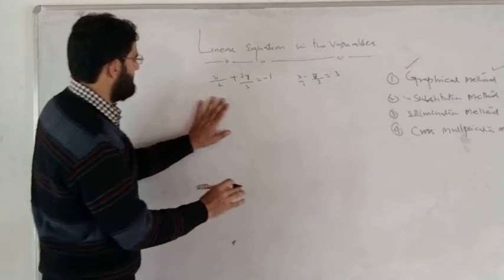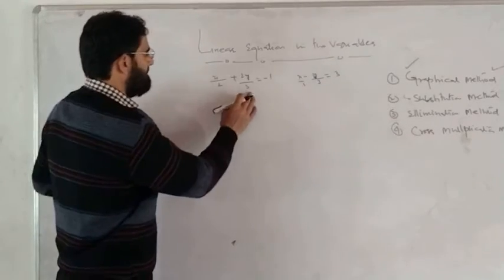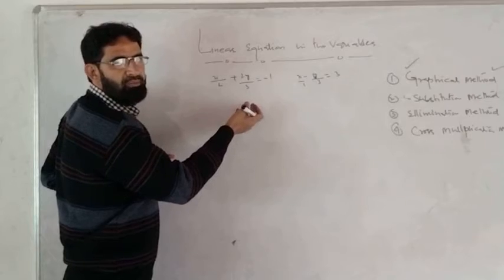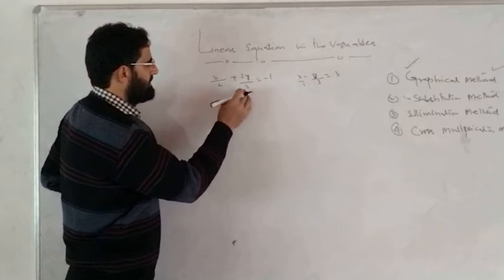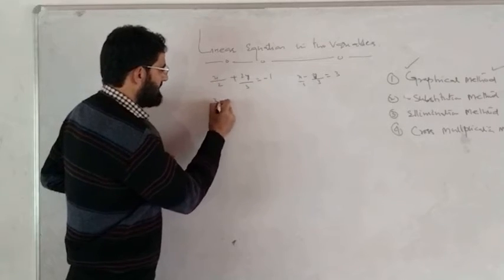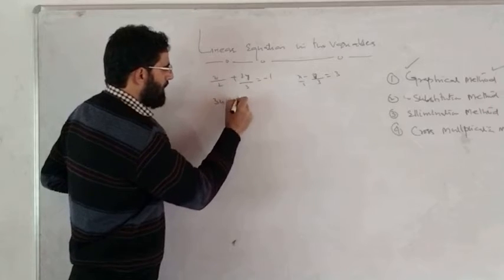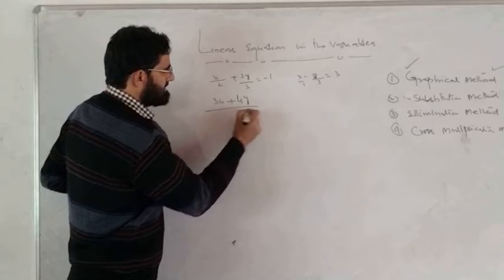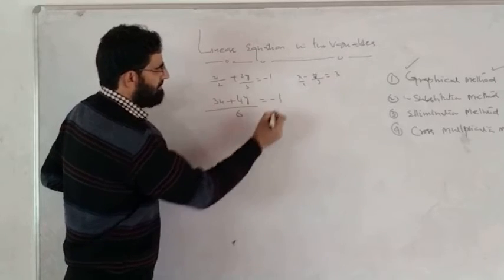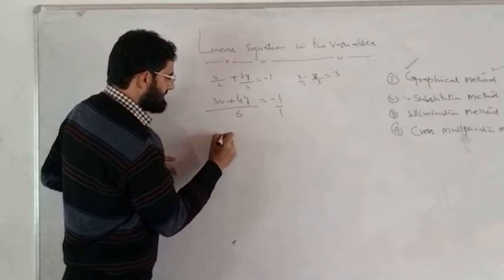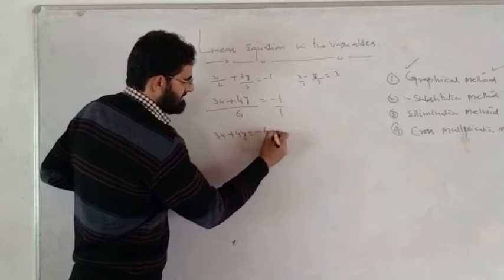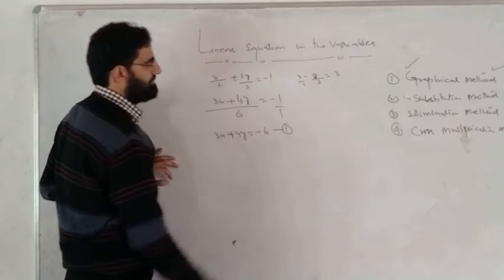So let us bring them first in the standard form, that is the linear equation, for which 3 into x is 3x, plus 2 2s are 4y, this is 4y divided by 3 2s are 6 is equal to minus 1. Solving further, this is 3x plus 4y is equal to 6 1s are minus 6, this is equation number 1.